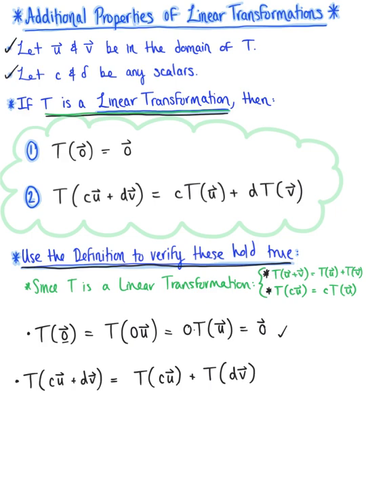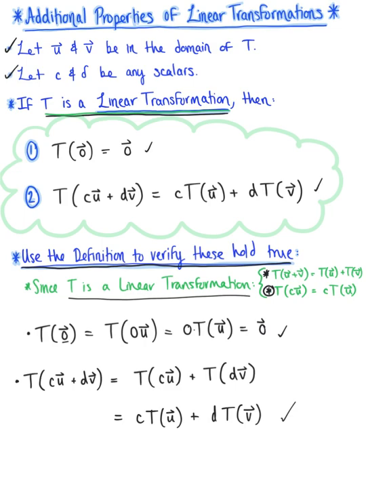Now, because linear transformations preserve the operation of scalar multiplication, we can further rewrite this as the scalar multiple c multiplied by the image of vector u under the action of T, plus this scalar multiple d multiplied by the image of vector v under the action of T. Oops, we did it! Woohoo! So we have used the definition of a linear transformation to help verify these two new properties of linear transformations.